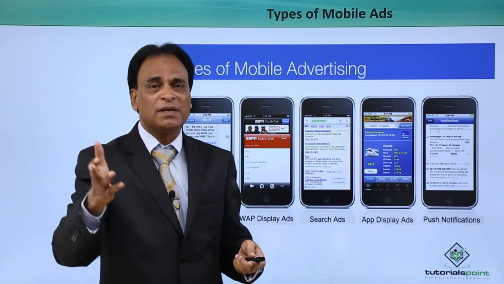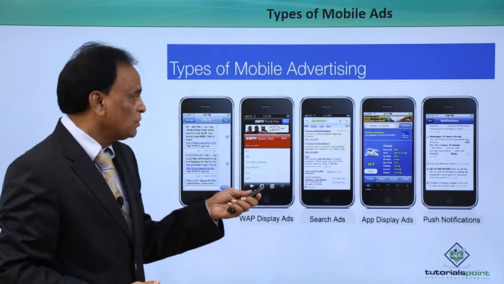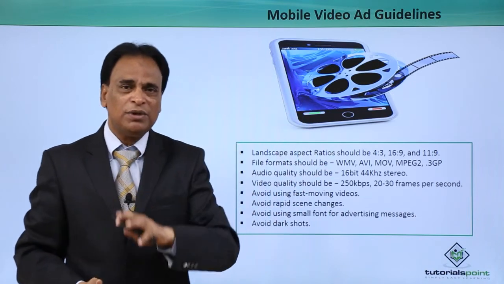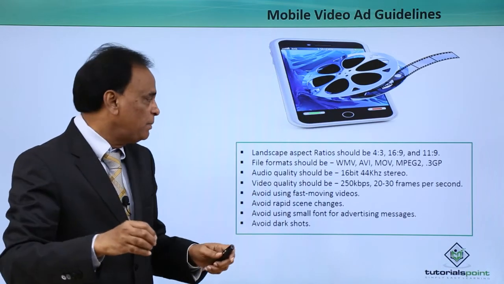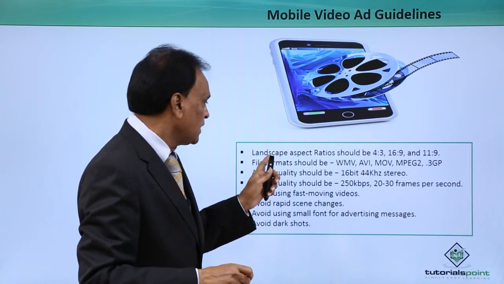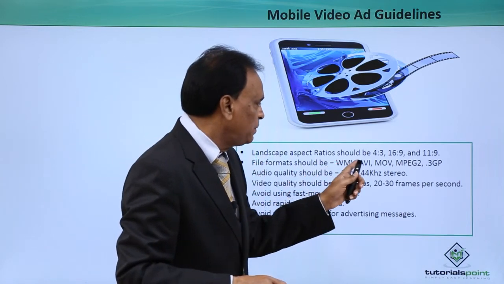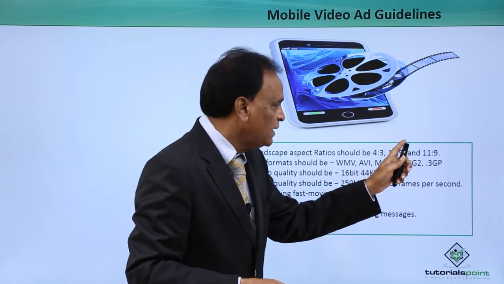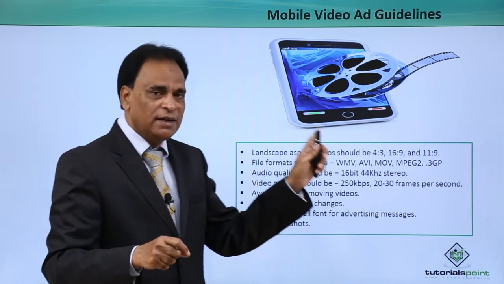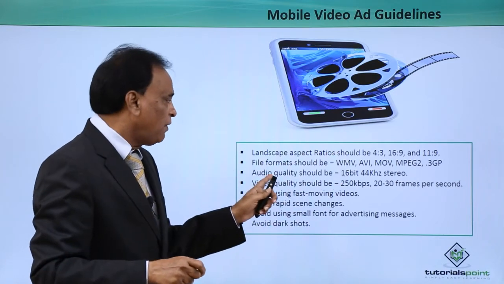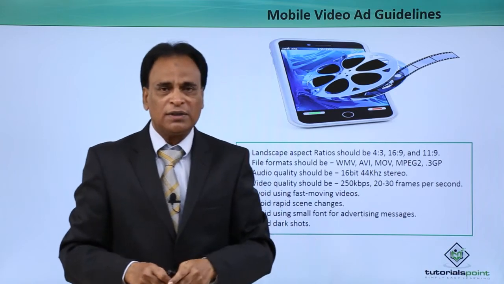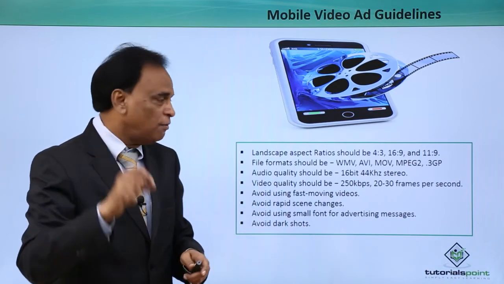Besides this, there could be some video advertisements also. In terms of video advertisement, there are a few guidelines that you need to think of before implementing video advertising on mobile apps. On mobile advertising, the landscape aspect ratio should be 4:3, 16:9 and 11:9. These basically are the landscape ratios. The file format should be WMV, AVI, MOV, MPEG or 3GP. These can be the formats.